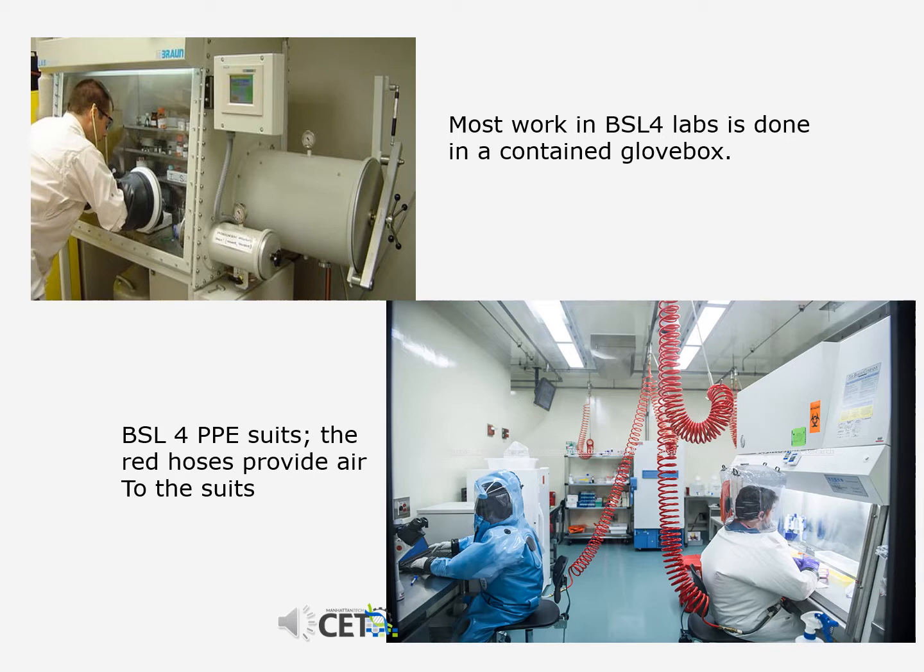Obviously, the gentleman standing here is not working in a BSL-4 because, as in the picture below, people who work in BSL-4s have to be in complete containment type suits. Those are like space suits. The air that they are breathing is coming through the red hoses and it goes into the suit. So there's not the PAPR unit on their back that you would use in a BSL-3.